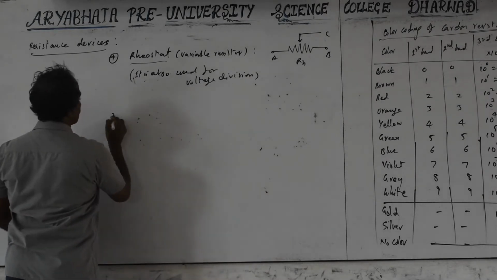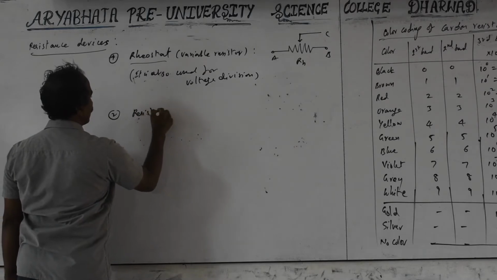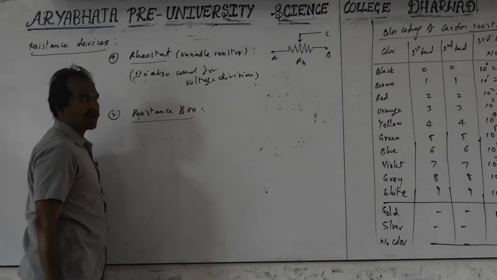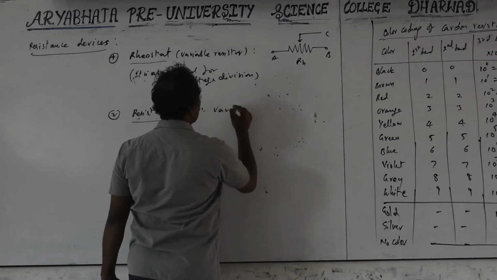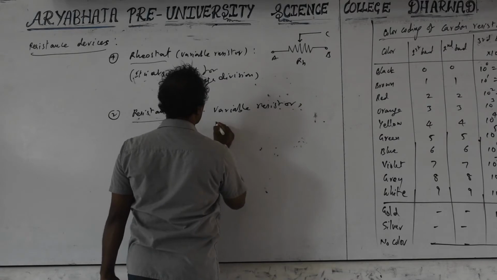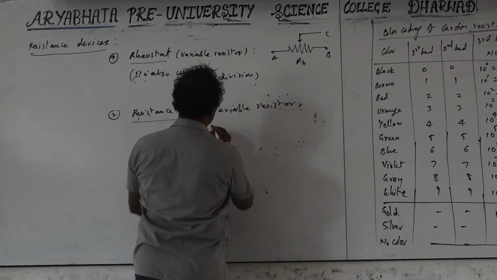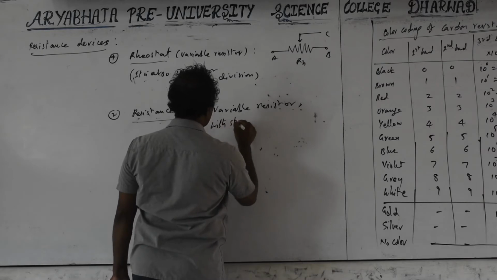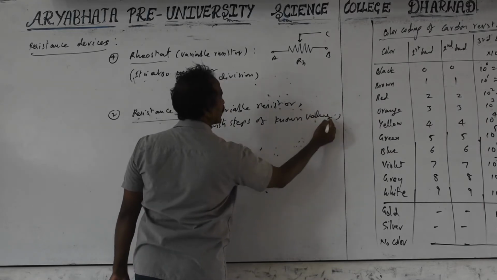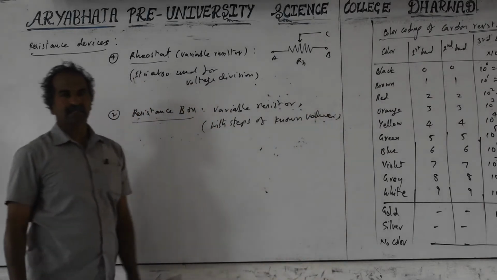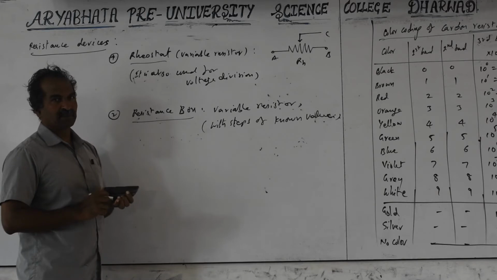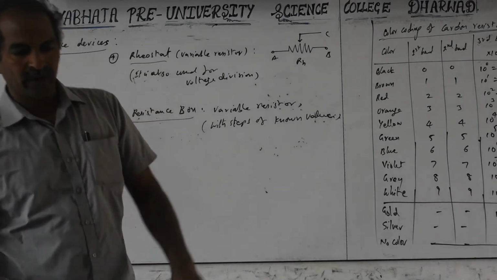Next, the second one is the resistance box. We are going to use these two in the laboratory while doing the experiment. Resistance box. It is also a variable resistor, with steps of known values of the resistance. And you will not be asked what is a resistance box or what is a rheostat. We are going to use them directly in the problems and experiments. A rheostat is a very good resistor, only you know. And you are going to use it in the lab directly.